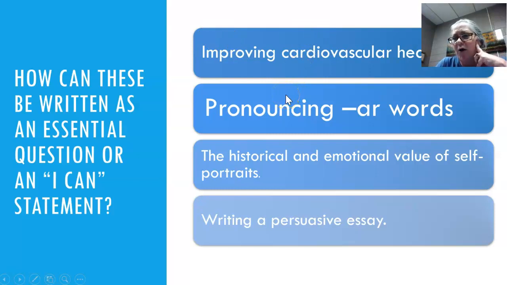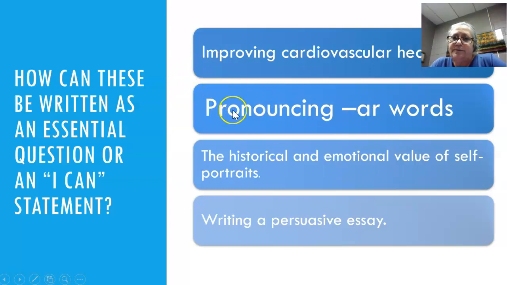Pronouncing AR words. The historical and emotional value of self-portraits. Writing a persuasive essay. So you might have an essential question: What are some ways we can improve cardiovascular health? That might be what you'd write on the board instead of putting the whole standard.